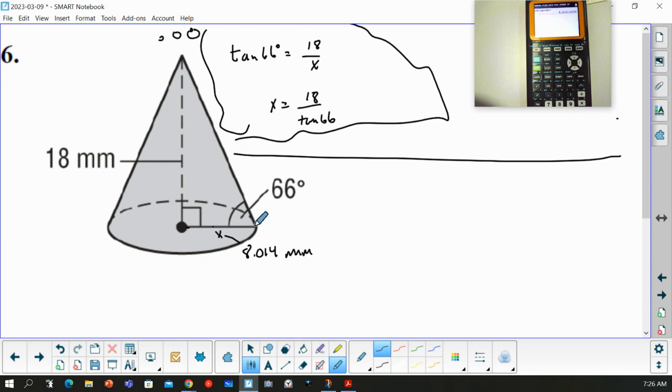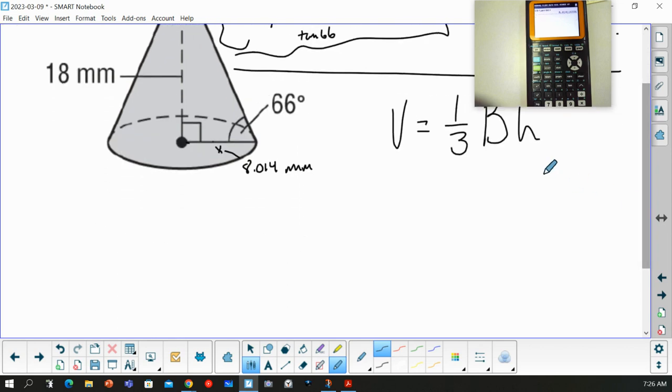So we've got this side here is 8.014. We've got the height of 18. And we're going to give you the formula for the volume of a cone. 1/3 area of the base times the height. Okay, area of the base times the height. And so we're going to take this volume equals 1/3.